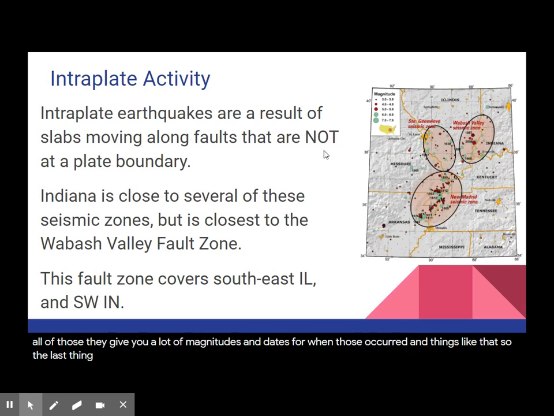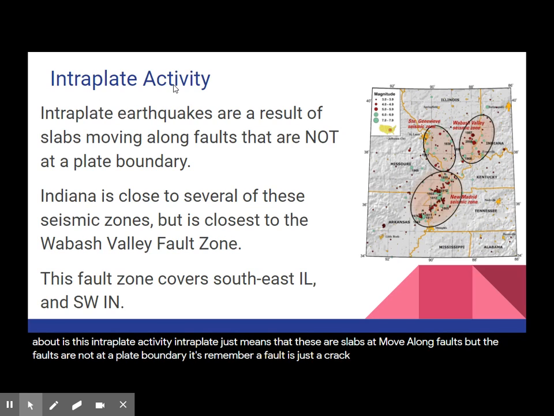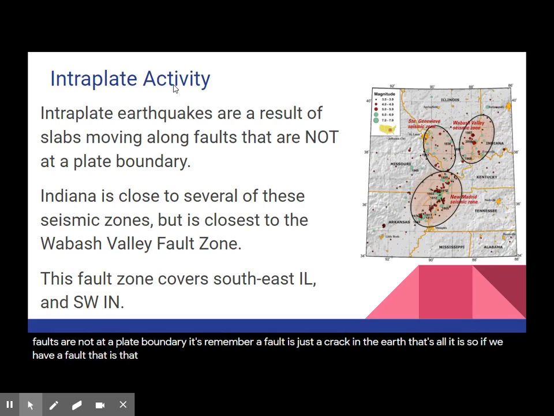So the last thing that we need to talk about, the last kind of plate activity, is intraplate activity. Intraplate just means that these are slabs that move along faults, but the faults are not at a plate boundary. Remember, a fault is just a crack in the earth. That's all it is. So if we have a fault that occurs in southern Indiana, for instance, then it would be an intraplate boundary.